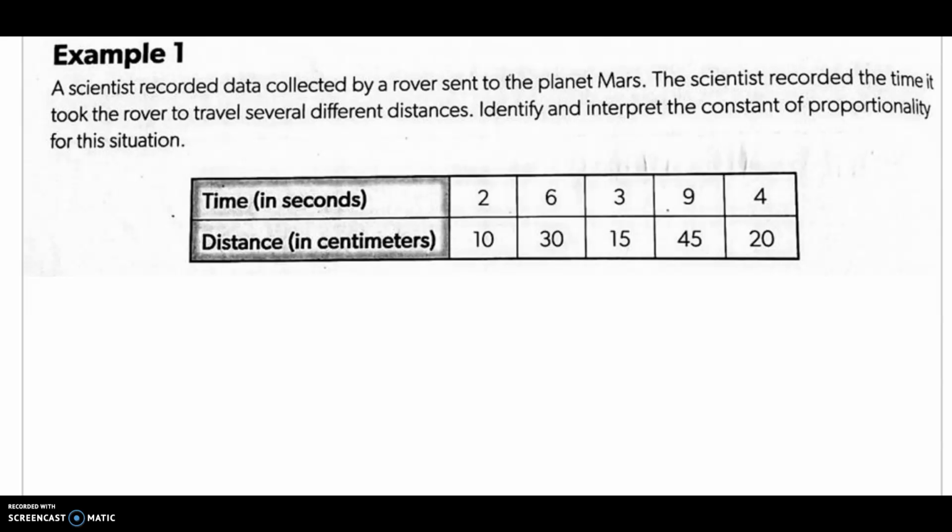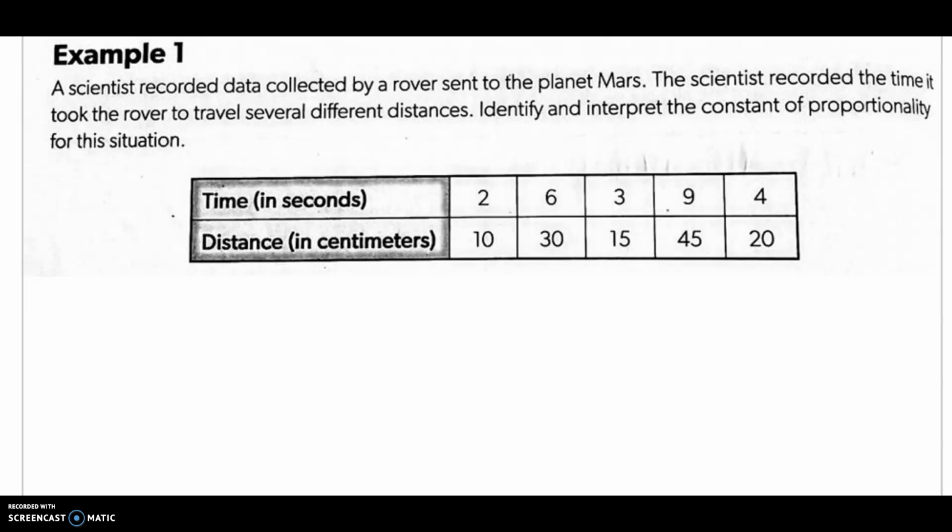Example 1. A scientist recorded data collected by a rover sent to the planet Mars. The scientist recorded the time it took the rover to travel several different distances. Identify and interpret the constant of proportionality for the situation.